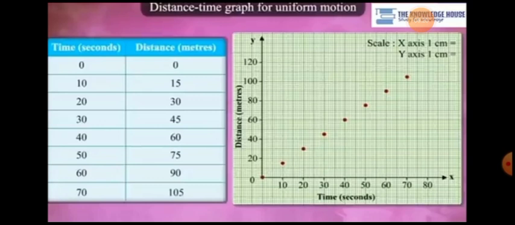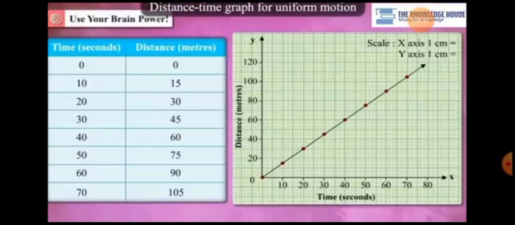An object in uniform motion covers equal distances in equal time intervals. Thus, the graph between distance and time is a straight line. Use your brain power. In the distance time graph above, what does the slope indicate?